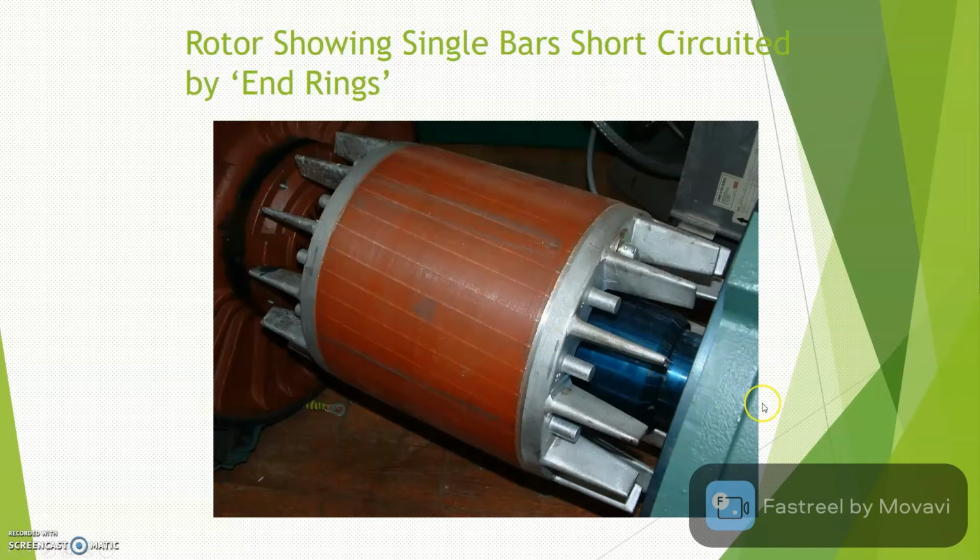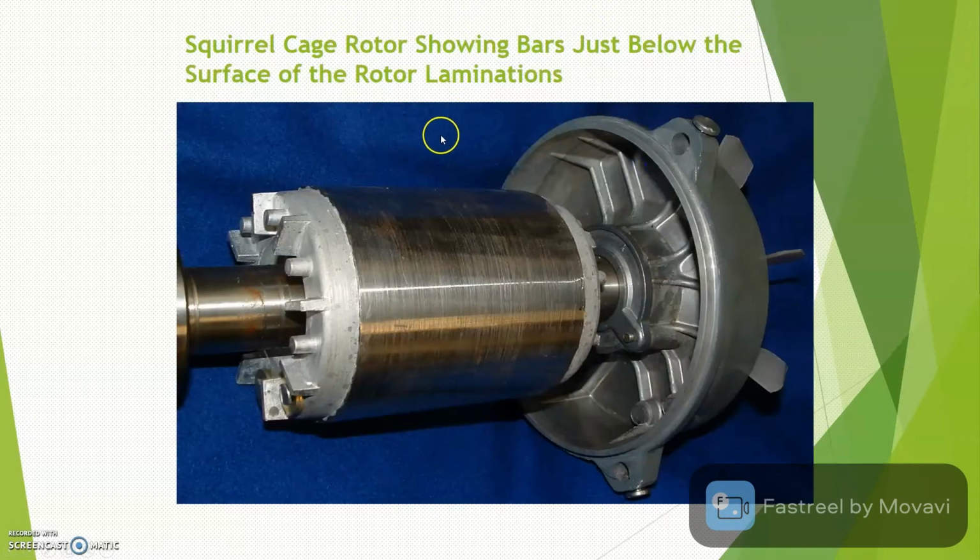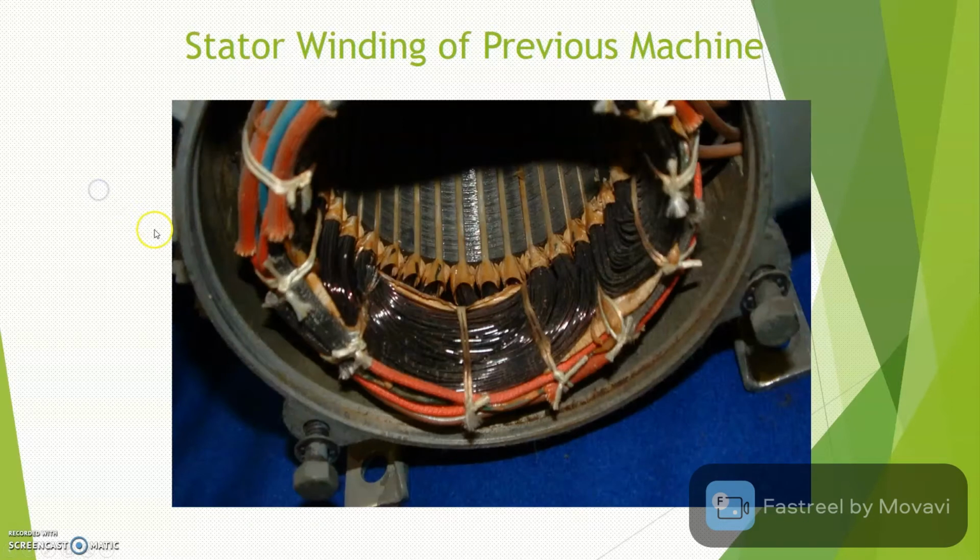This is another example of the squirrel cage rotor, showing bars just below the surface of the rotor lamination. This is the rotor, and you have a rotor bar that is short circuited at both ends. This is another example of the stator winding for the previous machine. This is the stator winding at the stator part.